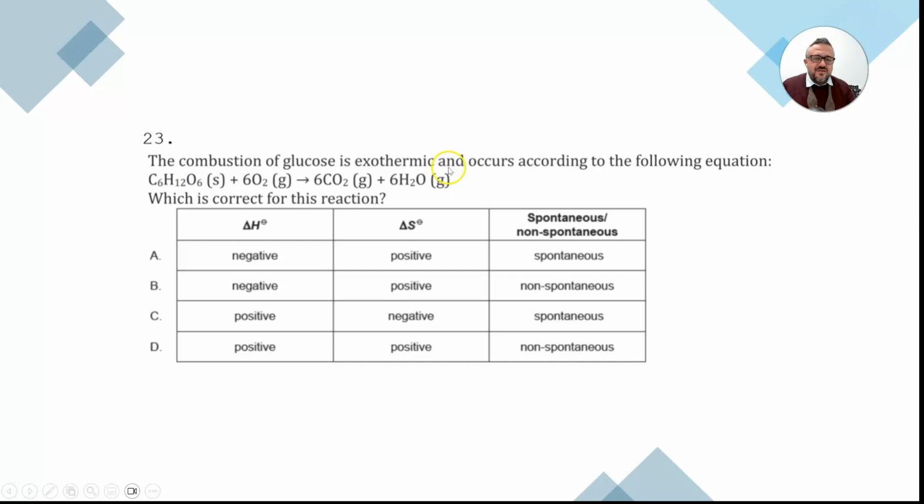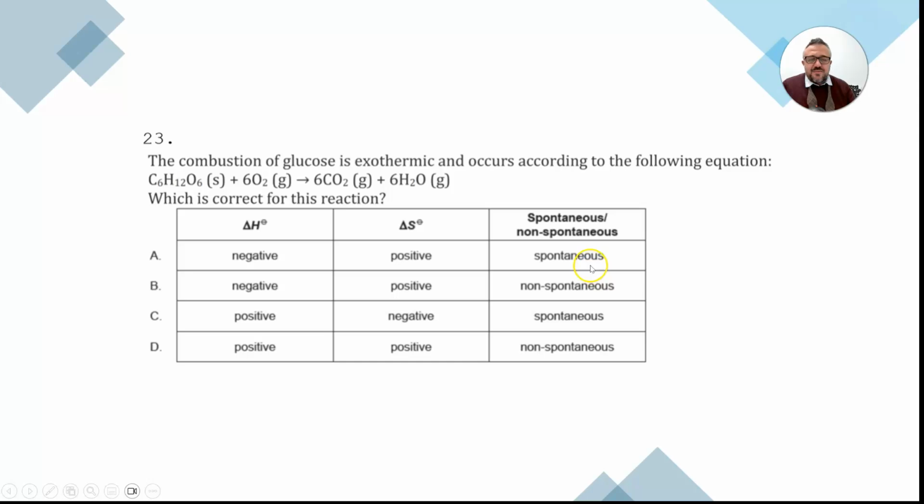Here we have the combustion of glucose as an exothermic reaction. The combustion of glucose is exothermic and occurs according to the following equation. Glucose plus oxygen goes to carbon dioxide plus water vapor. Which is correct for this reaction? Okay, first off, it's exothermic, so we know that this is negative. Then the change in entropy, it's going from a solid to all gases, so it's a positive change. It's getting more entropic.